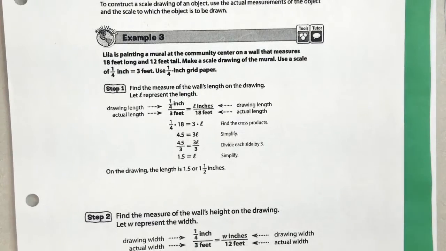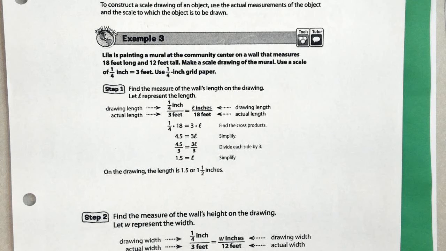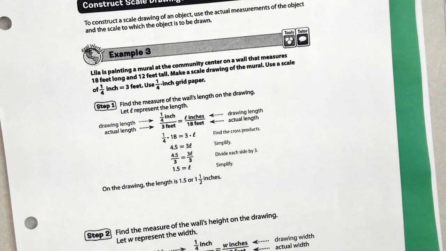The last thing that we're talking about is finding dimensions. Dimensions mean like my length and my width, using proportions, and then using it to actually create a scale drawing. So like this one says, Lila is painting a mural at the community center on a wall that measures 18 feet long and 12 feet tall. Make a scale drawing of the mural.